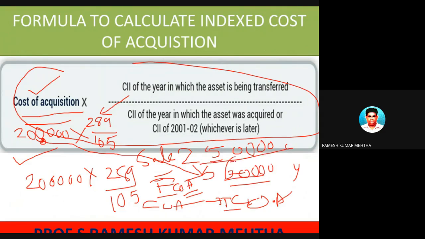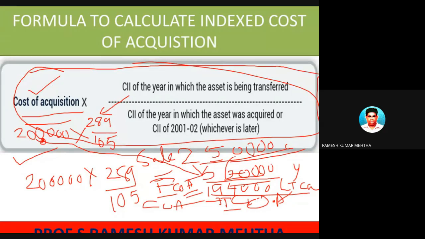So 25 lakhs को बेचा, 5,60,000 में खरीदा था. So the profit is 19,40,000 rupees, which is long-term capital gain. So this is the way indexed cost of acquisition should be done. So the formula is very, very important. You can note this formula.